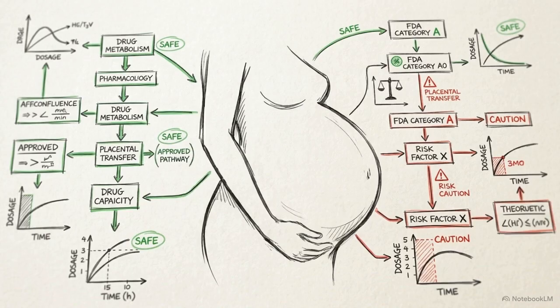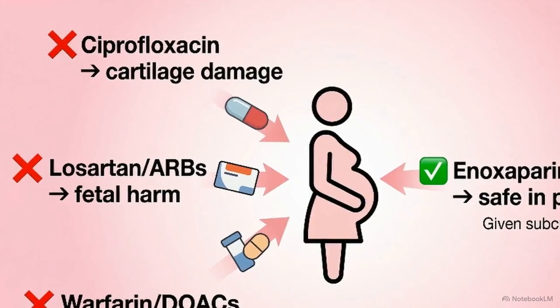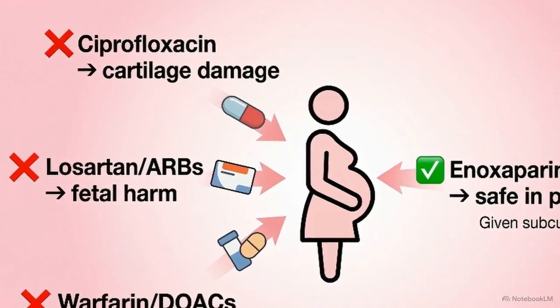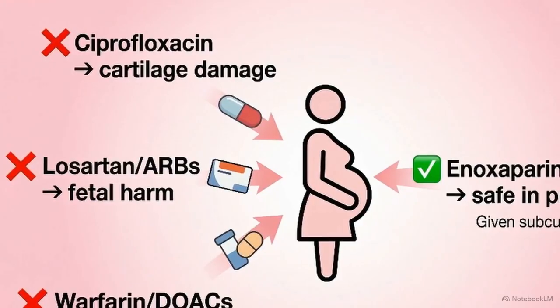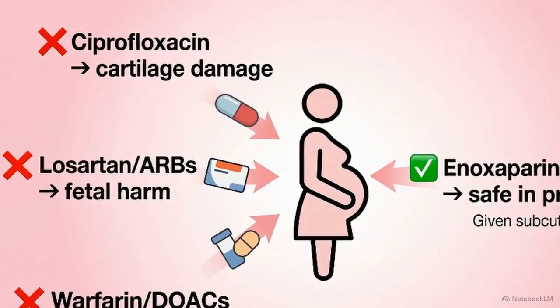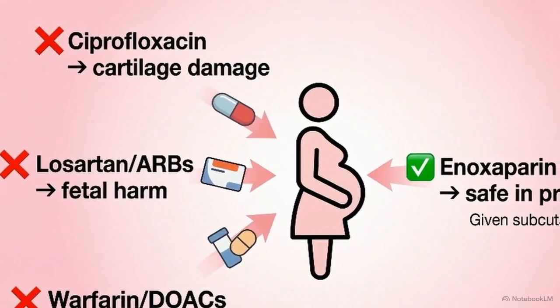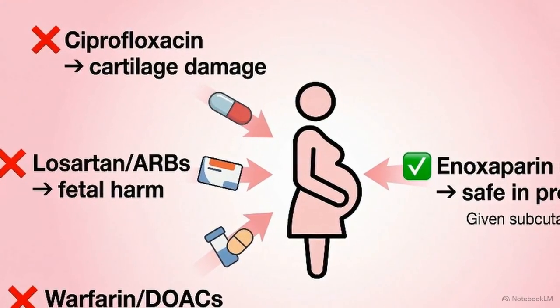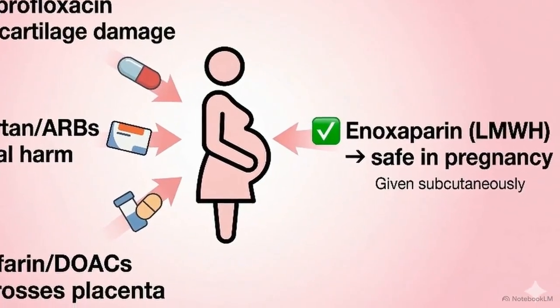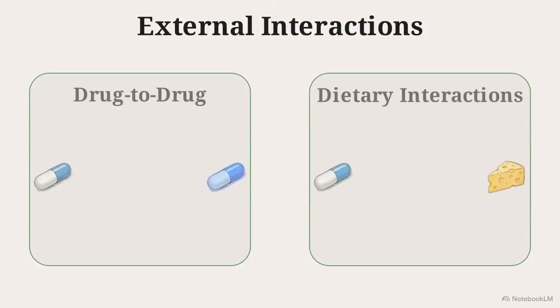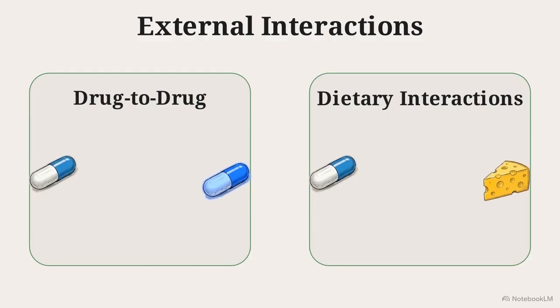Standard prescribing rules invert completely when dealing with special physiological populations, specifically pregnant patients. Looking at this diagram, we see ciprofloxacin is strictly avoided due to the risk of fetal cartilage damage. Conversely, enoxaparin is the safe intervention of choice for blood clots because its molecular size prevents it from crossing the placenta. Moving past the patient's internal physiology, you must screen for external interactions.